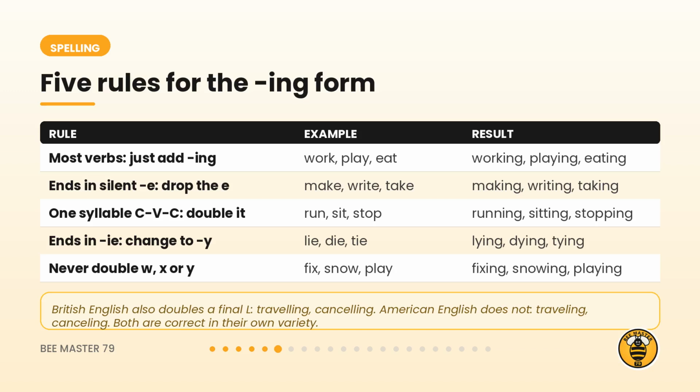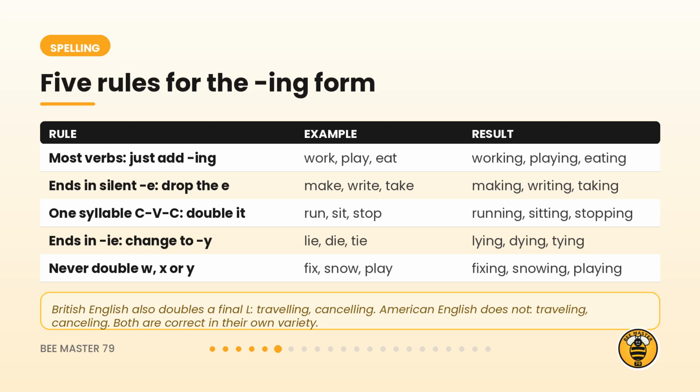Now the spelling. 5 rules cover almost every verb in English. 1. Most verbs simply add ing. Work becomes working. 2. If the verb ends in a silent e, drop that e first. Make becomes making. Write becomes writing, not writeing. 3. If the verb has 1 syllable and ends consonant, vowel, consonant, double the final consonant. Run becomes running with 2 n's. Sit becomes sitting. Stop becomes stopping.